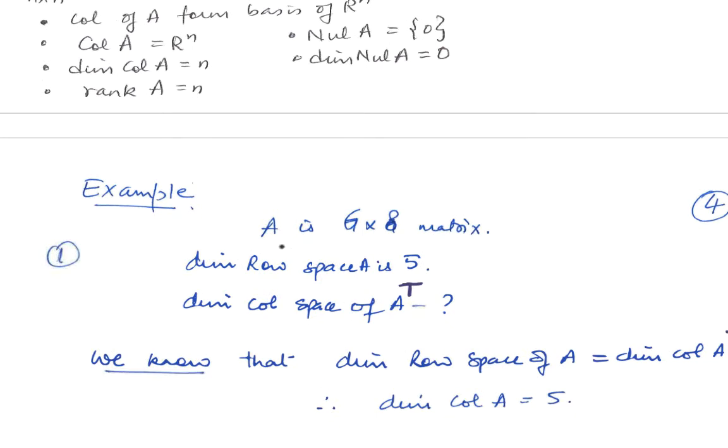Okay, if A is a 6 by 8 matrix, and we're given that the dimension of the row space is 5, what would be the dimension of the column space of A transpose? Remember that the dimension of the row space of A is the same as the dimension of the column space of A transpose. So hence, the dimension of the column space of A transpose is 5.